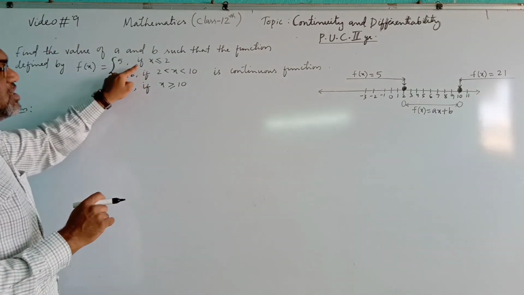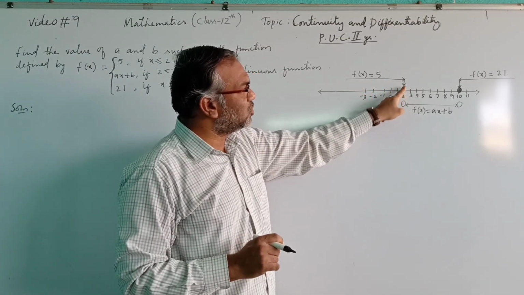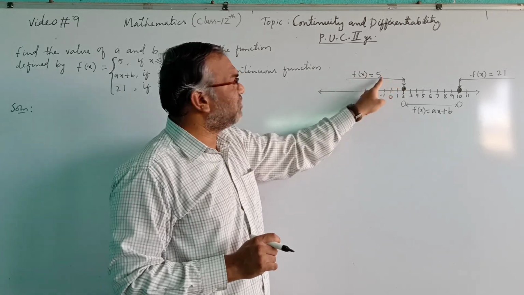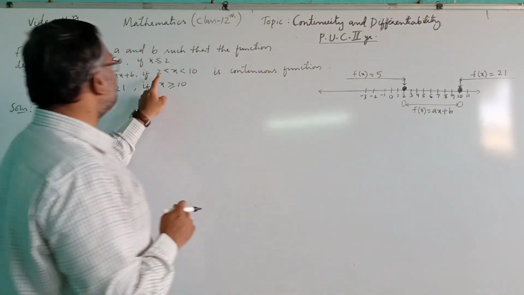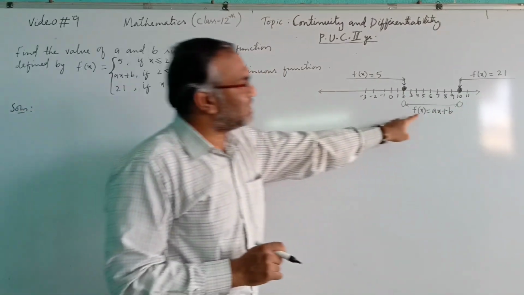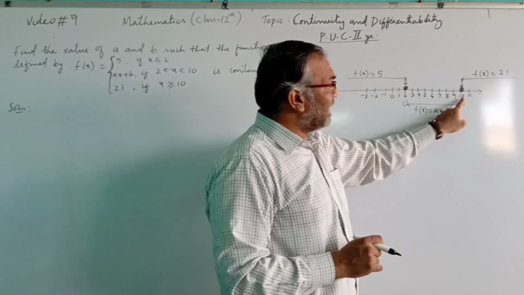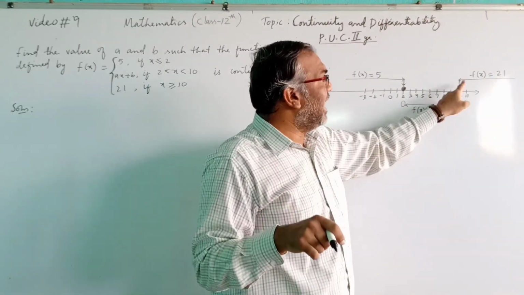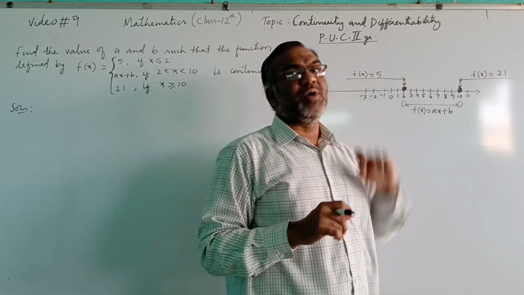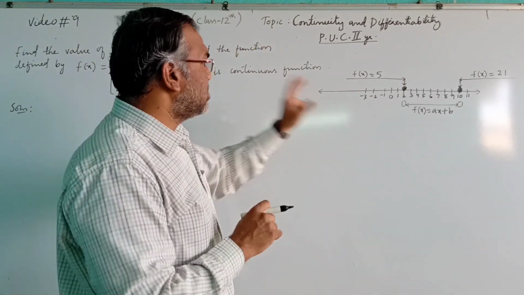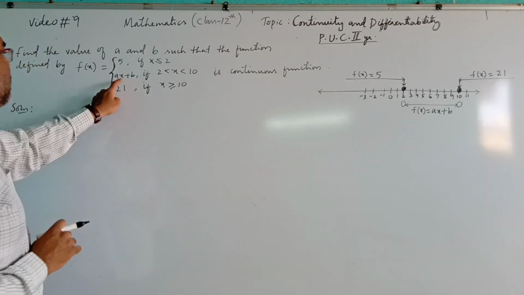And clearly, for x less than or equal to 2, f of x is equal to 5. And between 2 and 10, f of x is equal to ax plus b, and on the right of 10, f of x is equal to 21. Right? This is how the function is defined. Now we have to find the value of a and b.